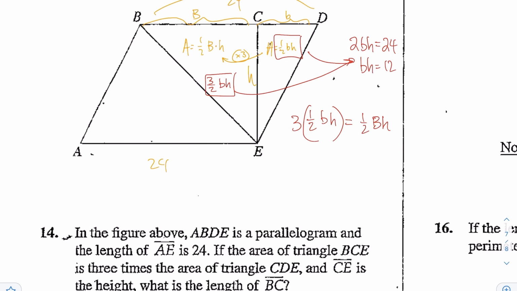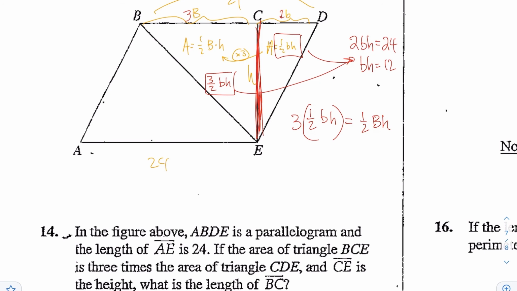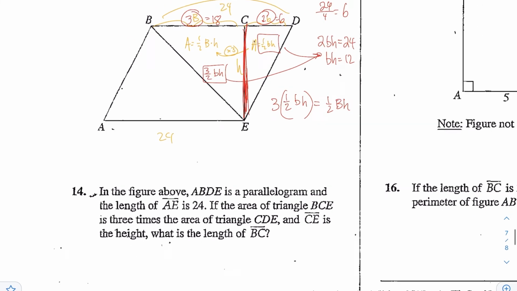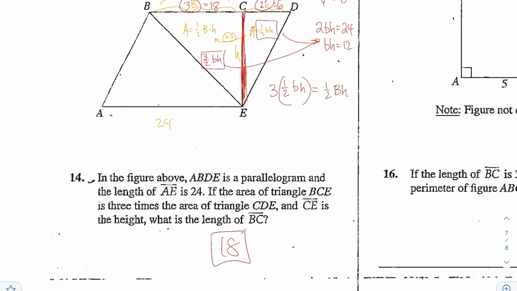And to figure out the length of BC, you essentially know that since the height is the same, and you have 1 and 3, because it's 3 times the area, you can just split 24 into 4 pieces, because you have one piece that's 3b, the other piece is just 1b. So there's 4 equal pieces, and each piece will be equal to 6. That means that this piece will be 6, this piece will be 18. So the length of BC will then have to be 18.